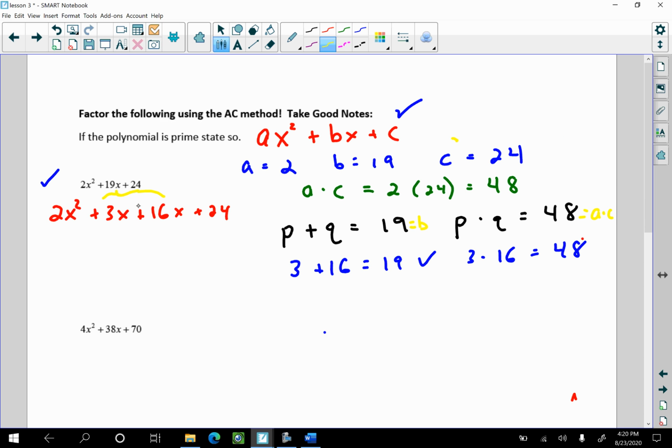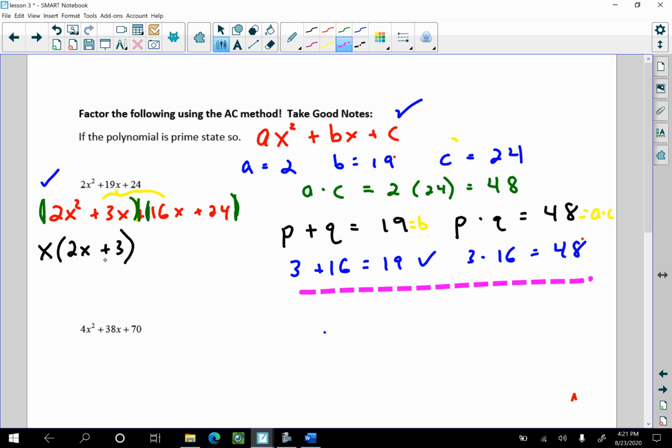I'm going to look at these two terms, and I'm going to look at these other two terms, in parentheses really. And I'm going to factor out the greatest common factor. So what's the greatest common factor of 2x squared and 3x? It's simply just going to be an x. And here's what's nice. If I can find the p and the q, and I could in this case, I absolutely could, where I have this factor of 2x plus 3, it has to appear over here as well.